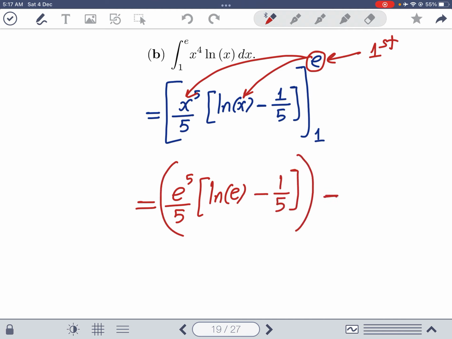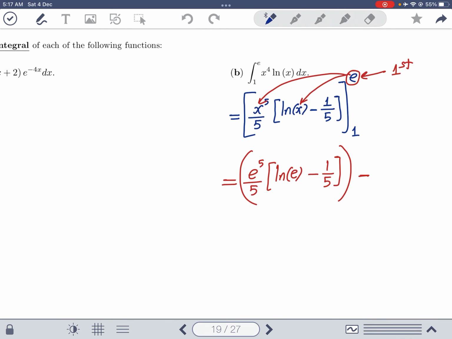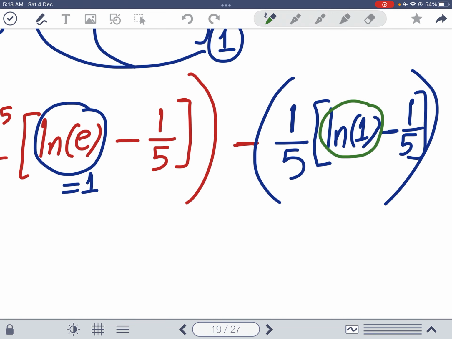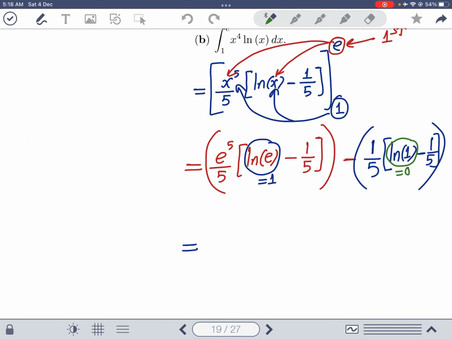Minus, and now you put 1 in the formula. So it will be 1 for x, of course. You put 1 for x here and there. So it will be 1 over 5 times ln 1, which is 0. Log of 1 for any base is 0, minus 1 over 5. Let's simplify. Remember, ln e is 1 and ln 1 is 0. You can also do these on your calculator if you forgot. So now this will be e to the 5 over 5 times 1 minus 1/5 is 4/5.